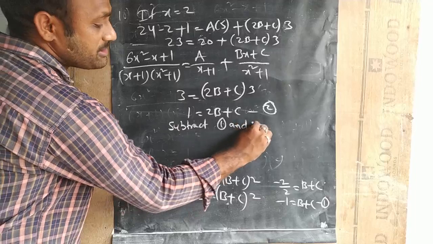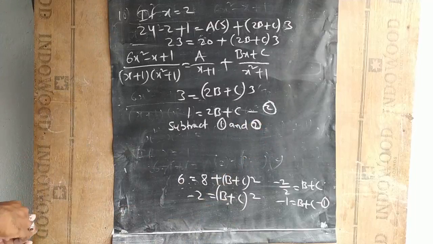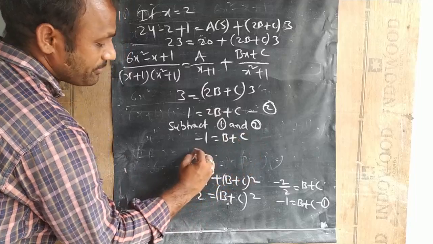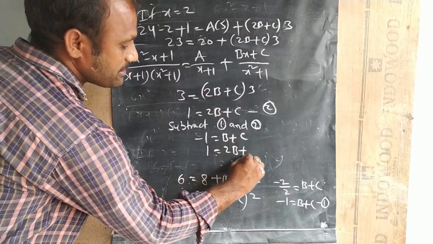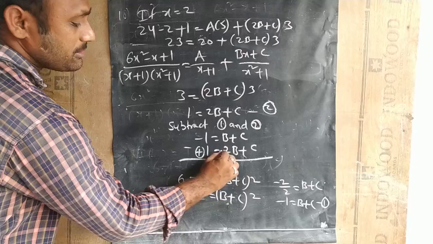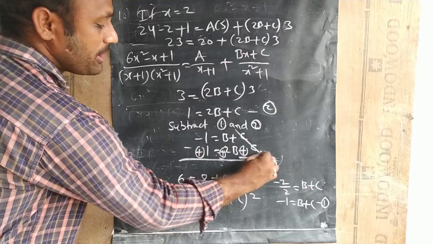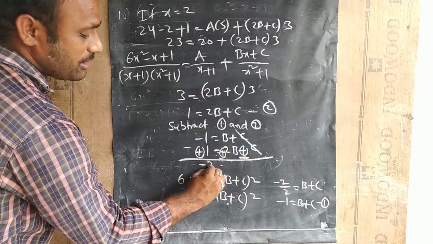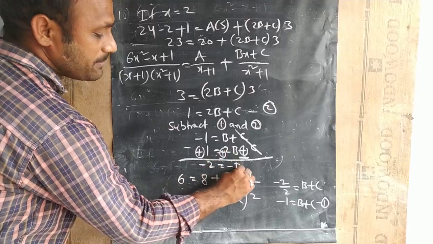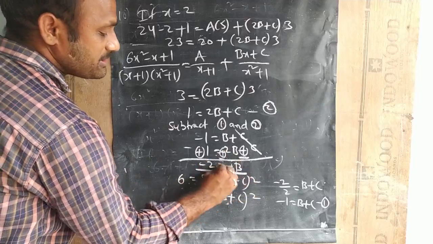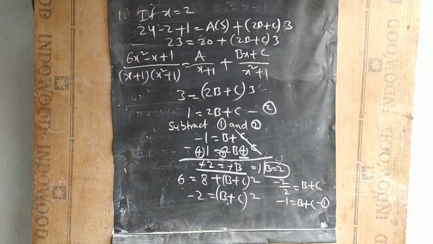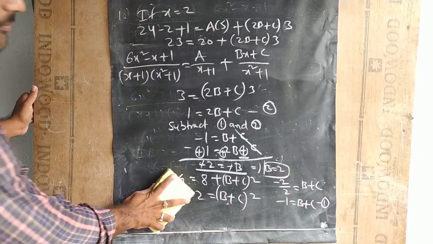Based on whether it is cancelling or not, we have to check whether to do addition or subtraction. So first equation: -1 equals B plus C. Second equation: 1 equals 2B plus C. Whenever you are doing subtraction, the symbols will change. So plus will become minus, minus, minus. These two get cancelled. -1 minus 1 will give -2. 1B minus 2B is minus B. So minus minus gets cancelled. That implies the B value is 2. I got the B value as 2.